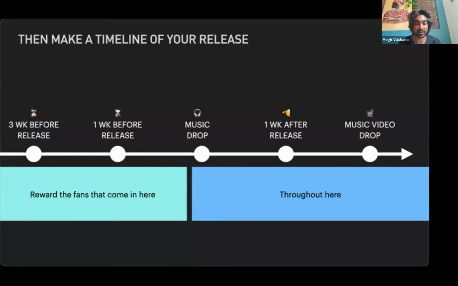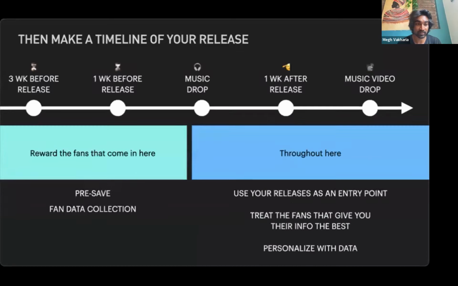What I mean by that is, we'll dive into some playbooks shortly. You can use things like pre-saves. You can use fan data collection tools like Laylo or Mailchimp or whatever, Symphony obviously, to collect fan data: emails, names, locations. Now you know which fans, specifically their names, were the ones that pre-saved, and who pre-saved first. All that data comes in.